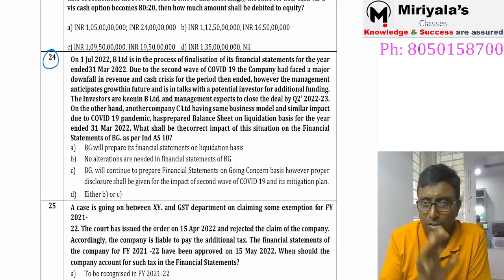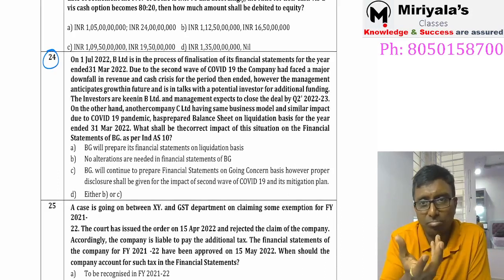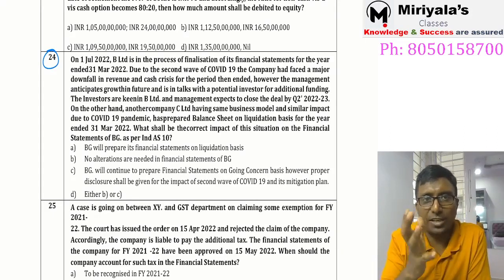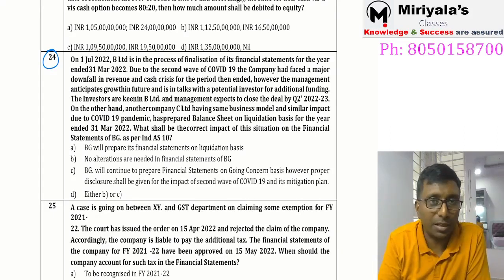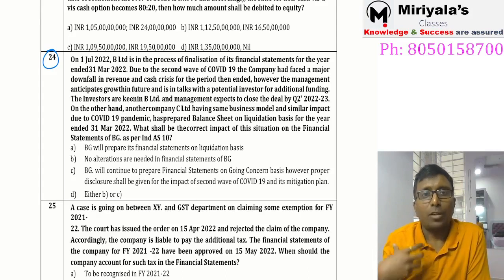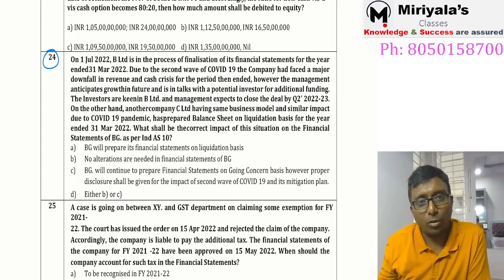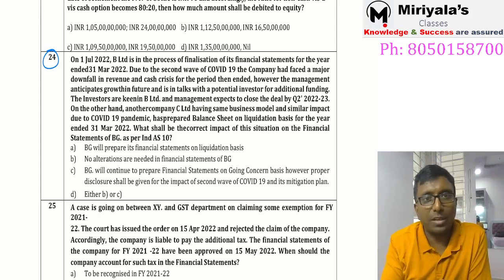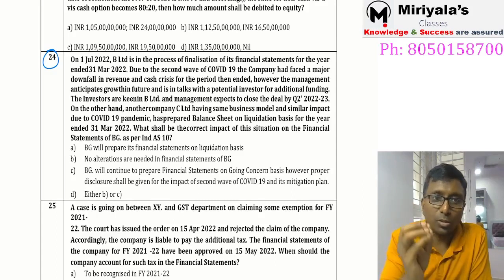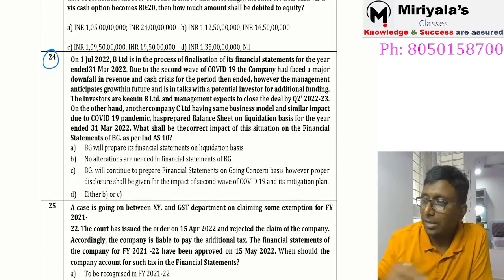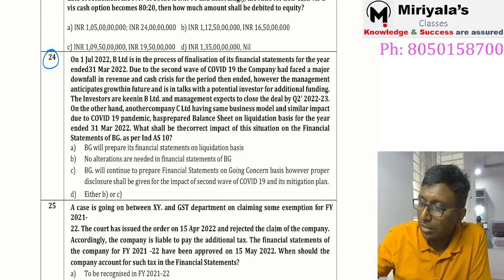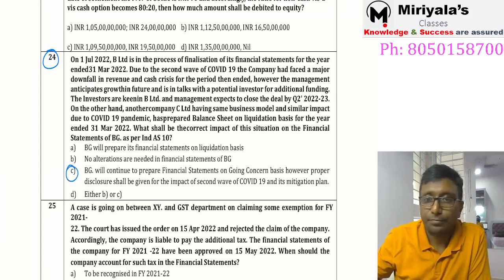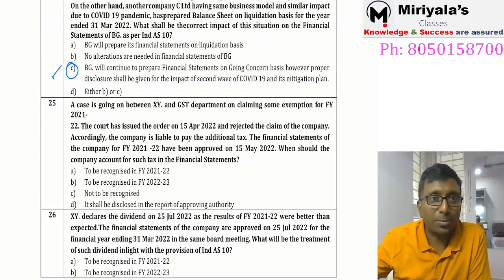This is a very difficult question to answer straight away, so nobody can say yes or no. But if you have comfort that these guys are going to give money for sure, then go ahead with the preparation on going concern basis. Yes, proper disclosure you are supposed to provide. I will go with the C answer rather than the D answer. I hope my explanation is fine.